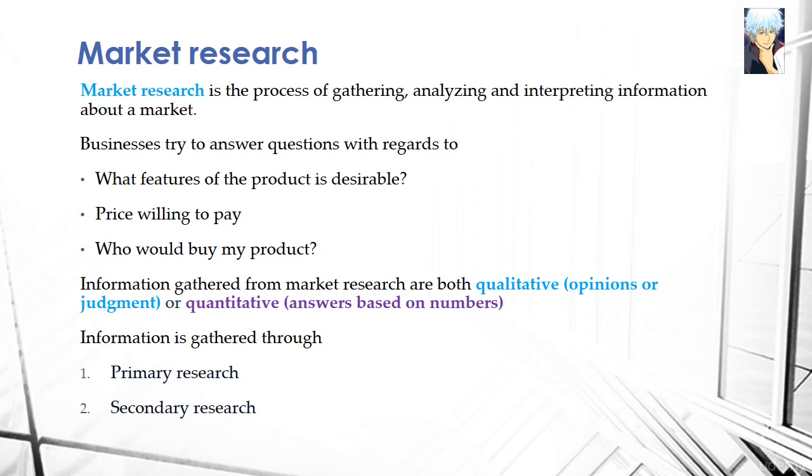they produce that. Information gathered from market research can be both qualitative or quantitative. Qualitative basically means they're not numbers, they're rather opinions or facts or judgments. And quantitative are just numbers, information that can be described in numbers. Information is gathered through primary research or secondary research. You could use both, but they're two different approaches.